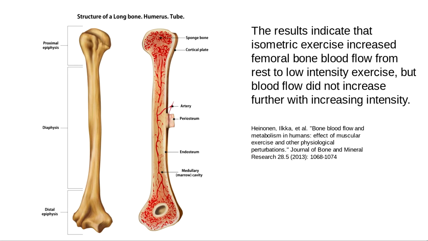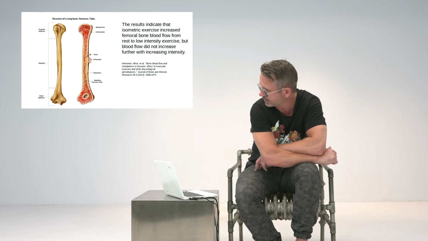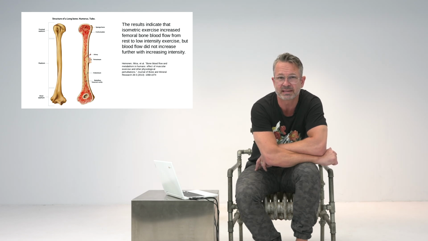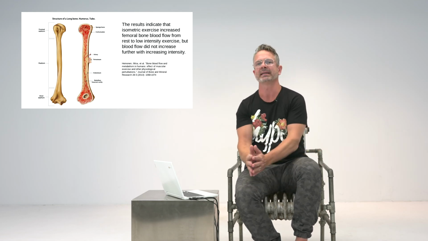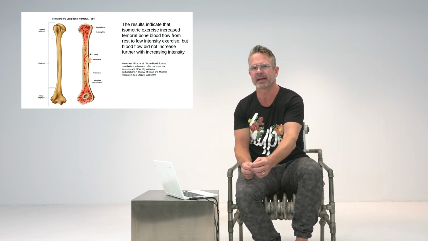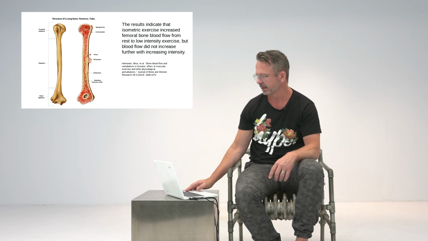Now, the interesting thing is, this study here basically looked at it, and the results indicated that isometric exercise increased femoral blood flow from rest to low intensity exercise. But blood flow did not increase further with increasing intensity. So even high intensity exercise doesn't necessarily increase blood flow. So what you want to look at is lower intensity exercises, to maintain integrity of the bone structure and help it heal because it's getting more blood into the localized area, right?